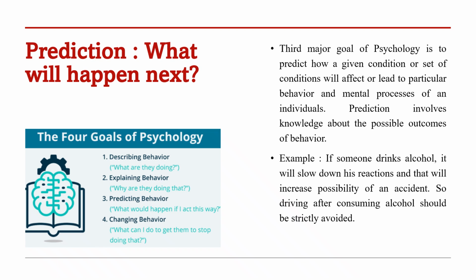A very simple example is listed here so that we are able to relate to the concept of prediction. If someone drinks alcohol, it will slow down his reactions and that will increase the possibility of an accident. So driving after consuming alcohol should be strictly avoided. It is a very basic example which will help us understand the concept of prediction.